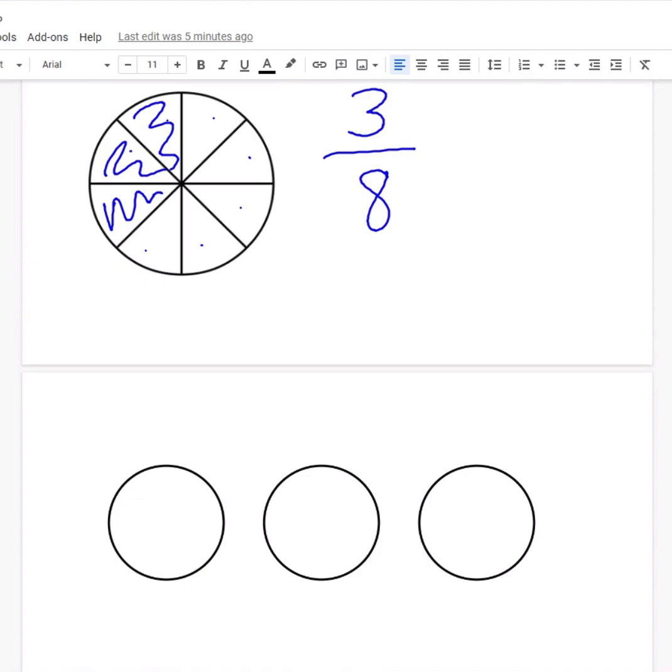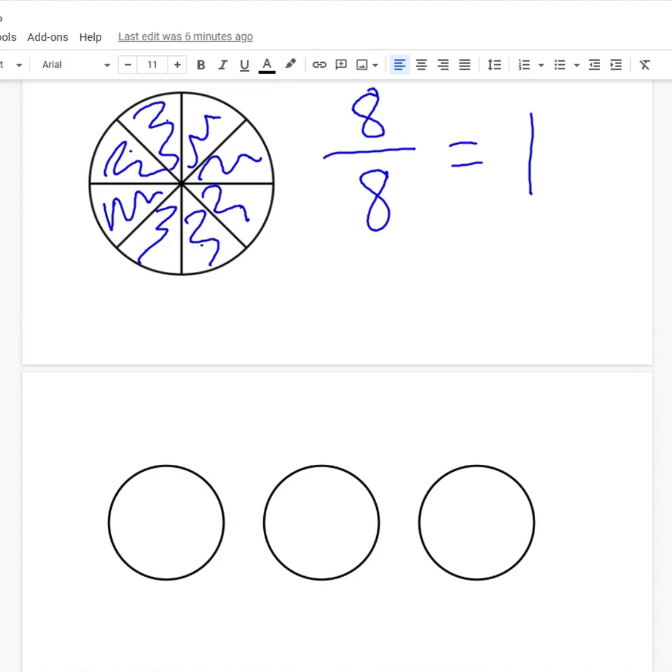Okay, what if instead of just having 3 shaded, we had them all shaded? Then that means we have 8 shaded out of 8, and another way we could write that is by saying 8 divided by 8 is 1 whole. You have 1 whole circle shaded. Okay? Now, that I think is the easy part. When the top number and the bottom number are the same, it equals 1. Now we're going to talk about if the bottom number is 1.